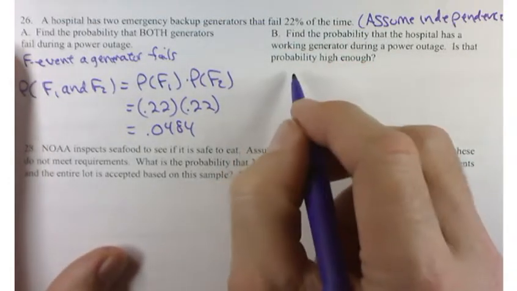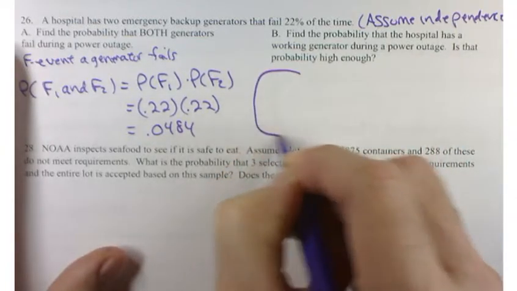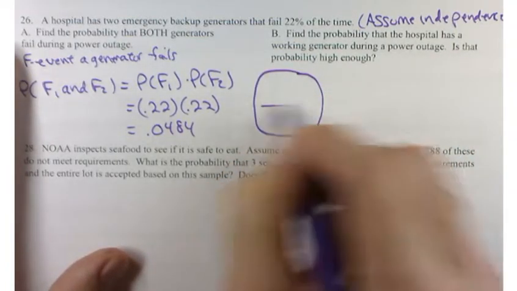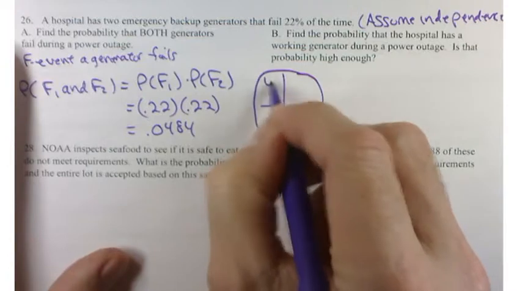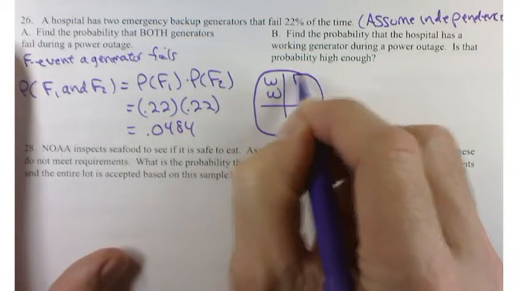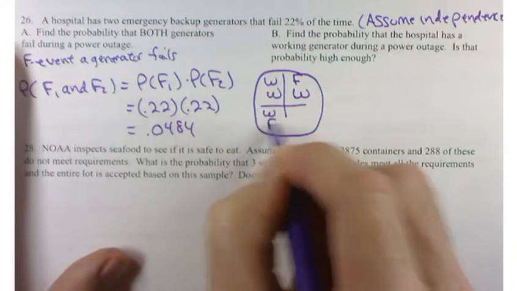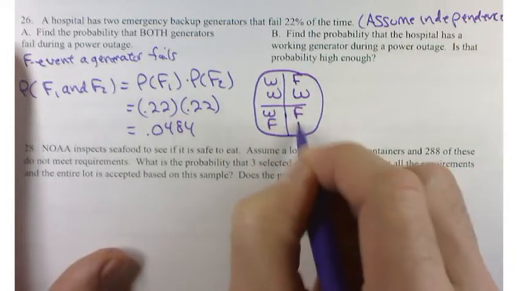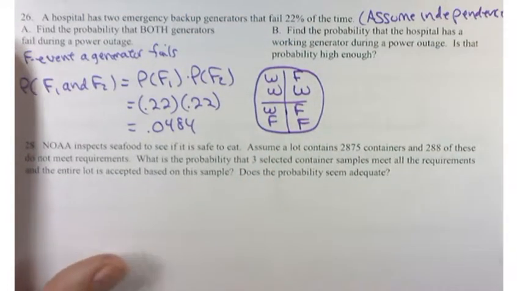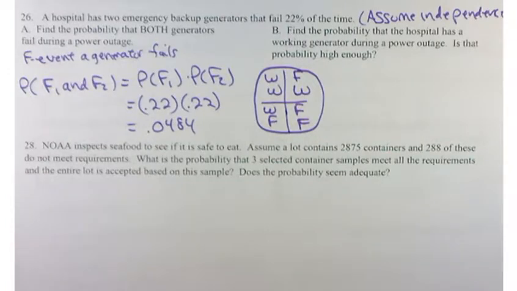If you take a look at what's going on, kind of a grid, they both could work. The first one could fail, the second one could work. The first one could work, the second one could fail, or they both could fail. So those are the four different things that can happen with our generators.